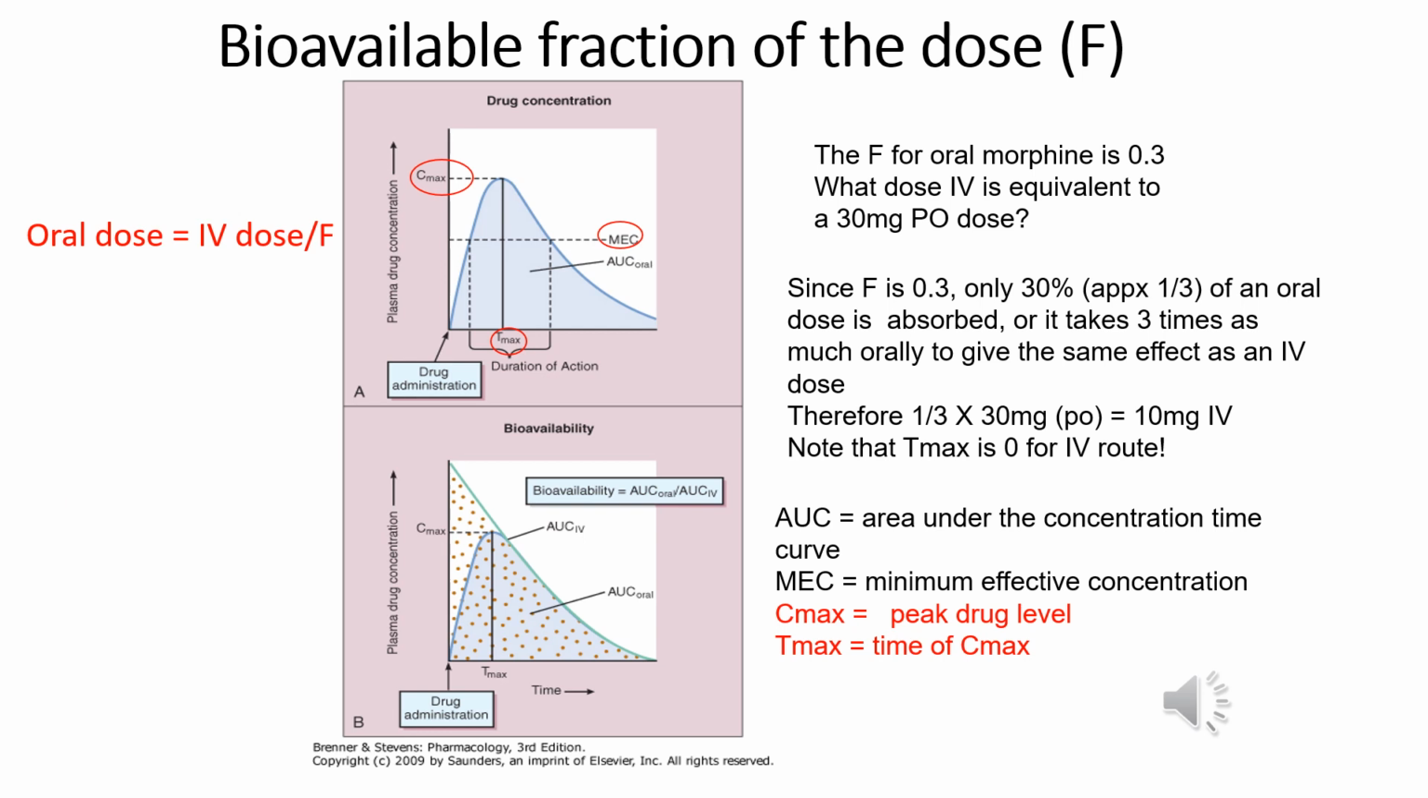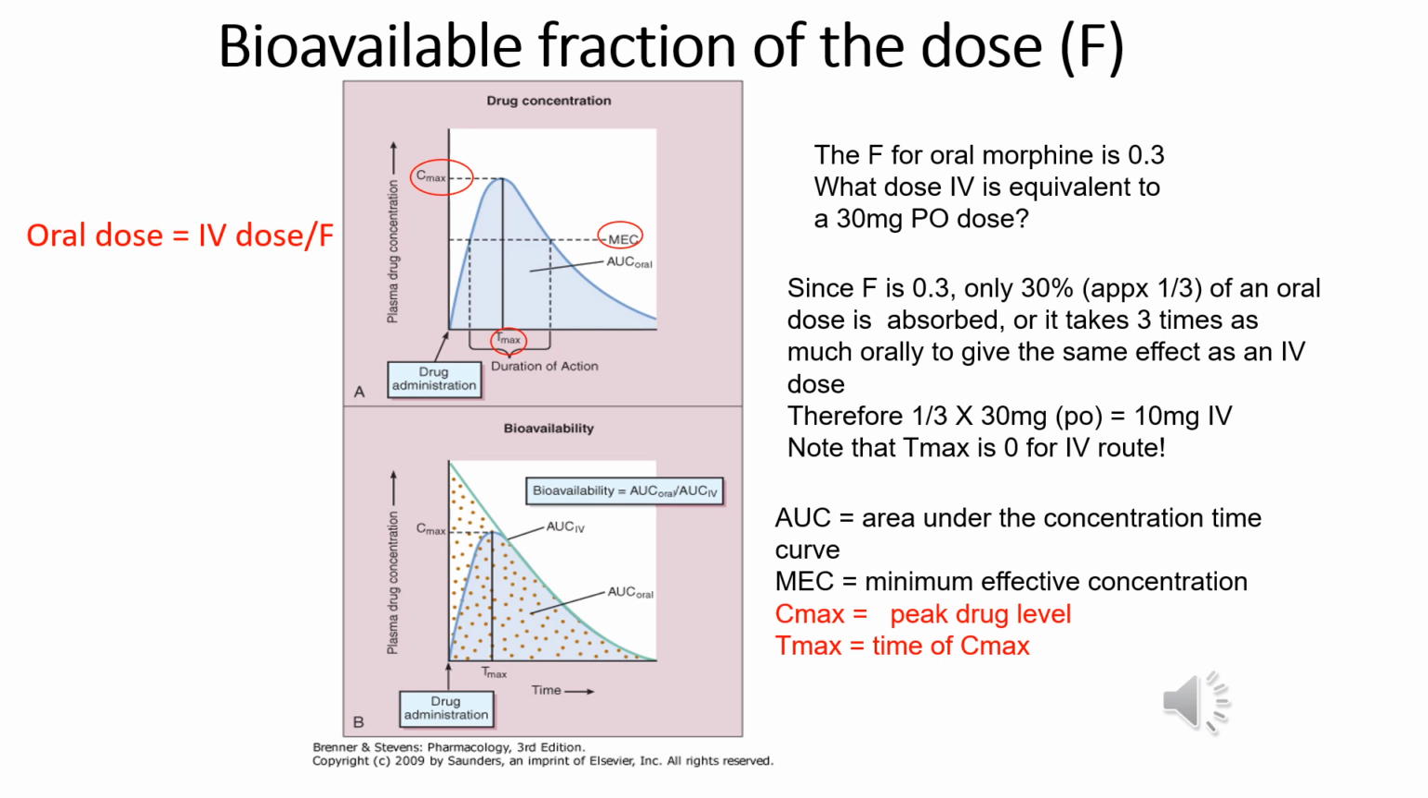In the lower graphic, we see two AUC curves, one for IV, instantaneous absorption labeled AUC IV, and the other for the oral route, AUC oral. The bioavailable fraction of dose F is calculated by dividing AUC non-IV by AUC IV. Take morphine for example. A typical IV dose of morphine is 10 milligrams, while the corresponding oral dose required to produce the same AUC is 30 milligrams. Thus, the F for morphine is 0.3, indicating that only about a third of the oral dose makes it to systemic circulation, where we actually measure drug levels.